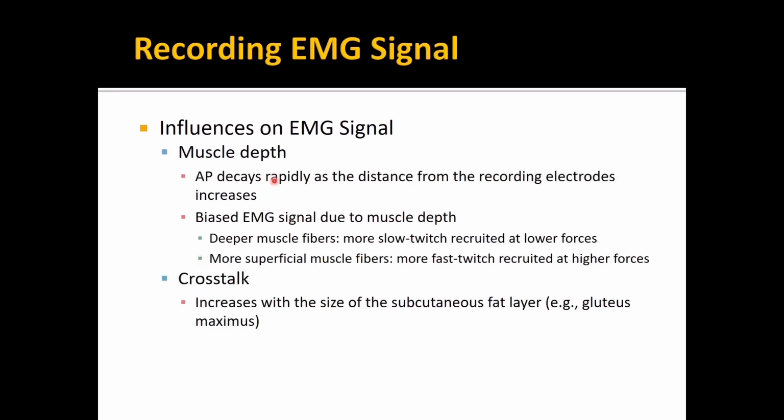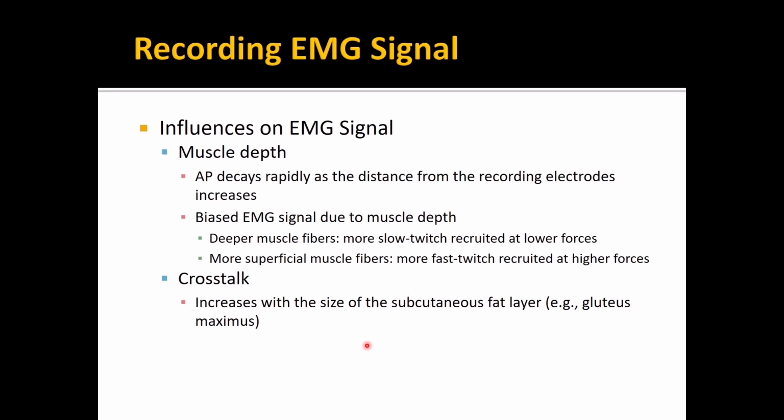And muscle depth can also influence the EMG signals. Action potential decays rapidly as the distance from the recording electrodes increases. And then we can have a biased EMG signal due to the muscle depth. For example, deeper muscle fibers can have more slow twitch recruited at lower forces, and more superficial muscle fibers can have more fast twitch recruited at higher forces. So you can have biased EMG signal due to the muscle depth.